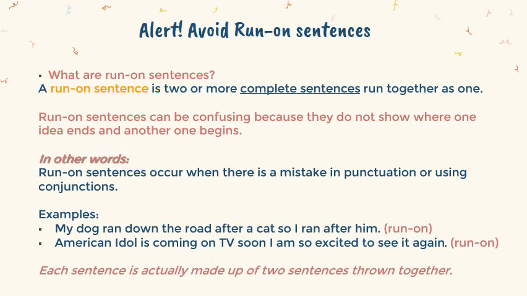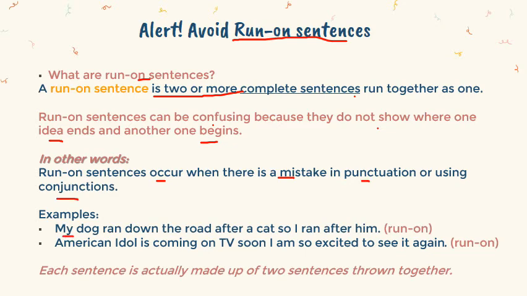Now, there's something we need to keep in mind when working with independent clauses and with compound sentences. Sometimes we fall into the trap of run-on sentences. What are run-on sentences? A run-on sentence is two or more complete sentences that run together as one. Run-on sentences can be confusing because they do not show where one idea ends and another one begins. In other words, run-on sentences occur when there is a mistake in punctuation or in the use of conjunctions.